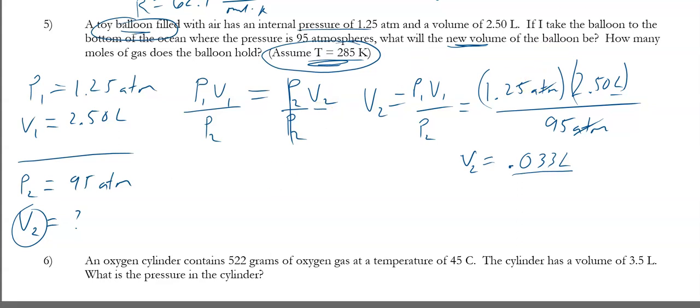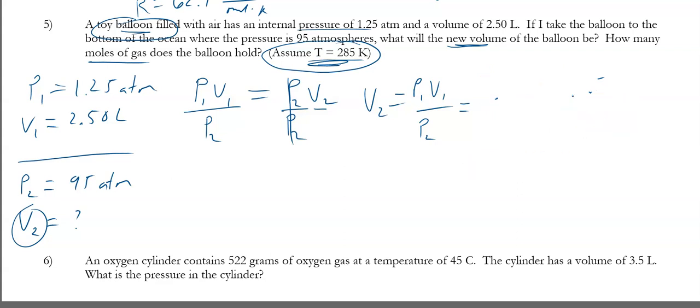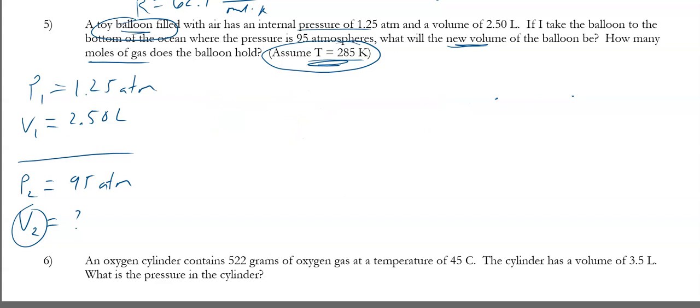Part 2 of this problem is asking how many moles of gas are in the balloon, and so we again can use either the initial or the final information, but because we're just looking for moles here, we want to use the ideal gas law. Let me erase this stuff here. We'll use PV equals nRT. Let's just forget about this stuff here, and we'll use this initial set of conditions.